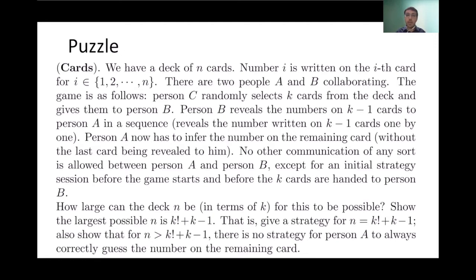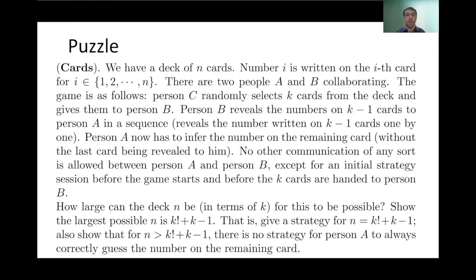So here is the puzzle. We have a deck of N cards. Number i is written on the ith card, for i from 1 to N. So on the first card, we have written 1, second card 2, third card 3. The cards have numbers. There are two people, A and B, collaborating. The game is as follows.